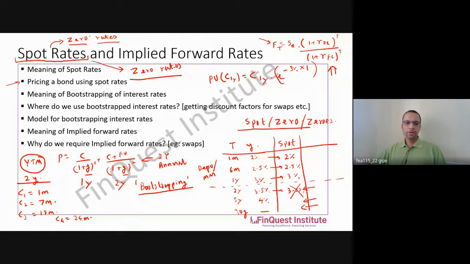Now, if I want to calculate the PV for these cash flows, because I want to know what is the PV of the bond, I'll have to use zero rates. That is, I'll have to use a zero rate for 1 month, a zero rate for 7 months, a zero rate for 18 months, and a zero rate for 24 months. Once I have these zero rates, I can use them as discount factors for discounting cash flows C1 through C4. And that will help me calculate the bond price for this non-standardized bond. So when I say pricing of a bond, you can think of this as non-standard bonds.